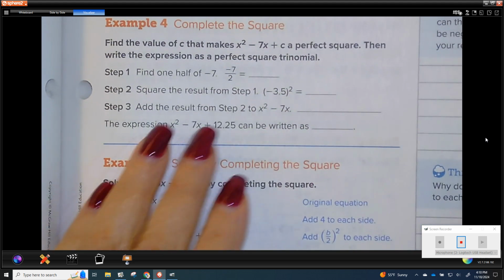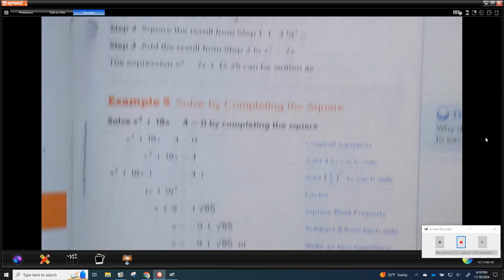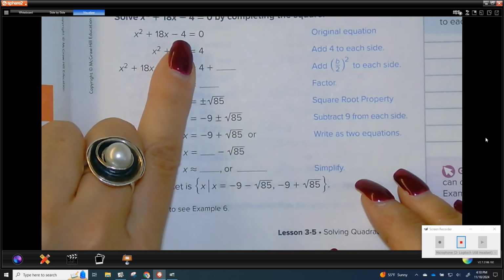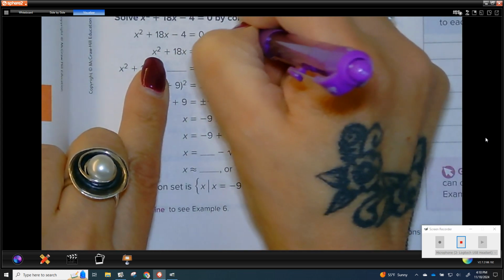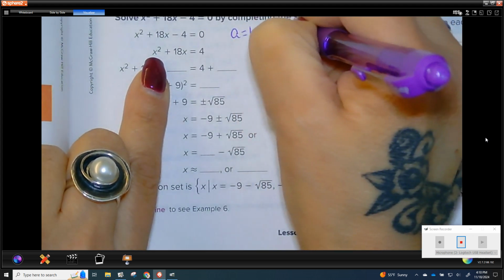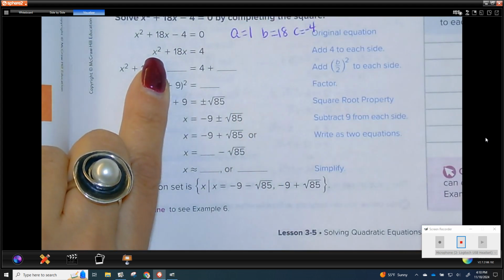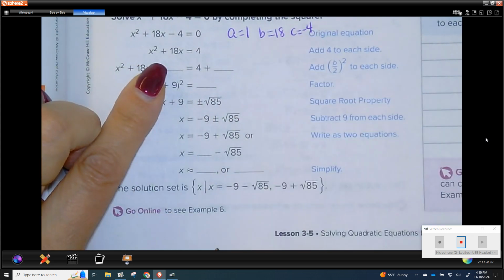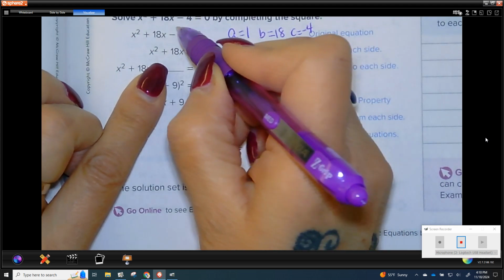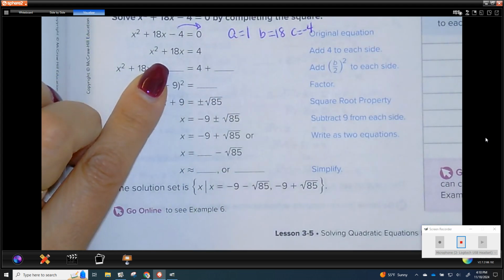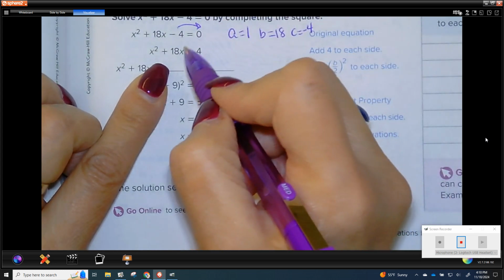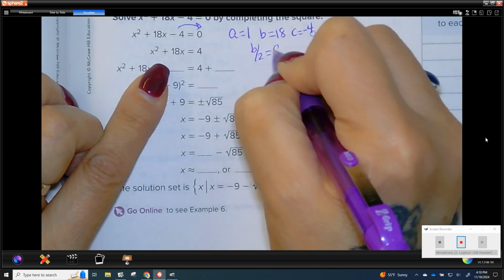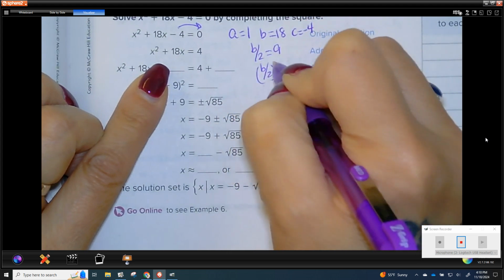This one has a c instead, but we're going to just go on with the real stuff. Here's one. This is not a perfect square. So I have a is 1, b is 18, c is negative 4, which is fine. Half of 18 is 9. 9 squared would be there. So what we do first is move the 4. Then we have 18 is our b, so half of b is 9, and half of b squared is 81.